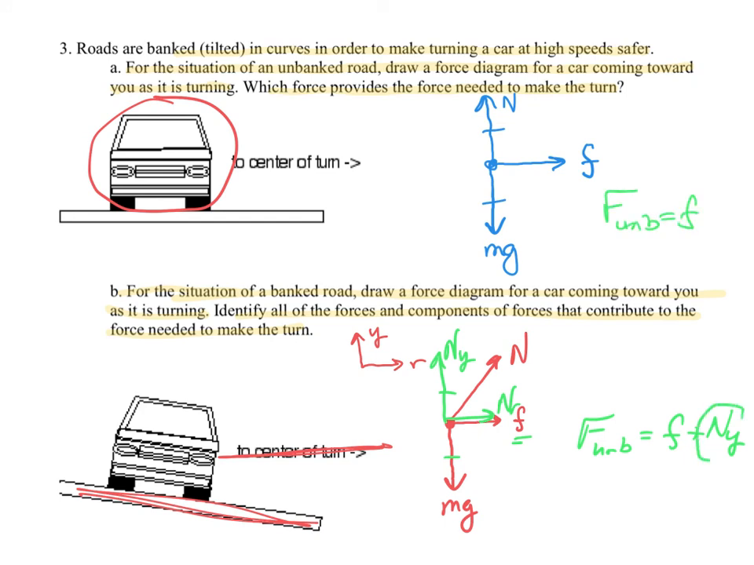So the banking is actually letting you go faster because not only do you have friction helping you, but you've got a component of the normal force, which is perpendicular to the surface of the road. And since the road is banked at an angle, that normal force is up at an angle, so it has a radial component that helps you to make that turn. That's why they bank those turns in the NASCAR races.